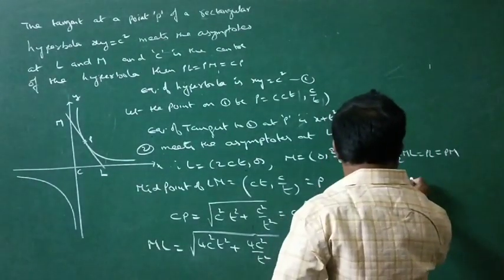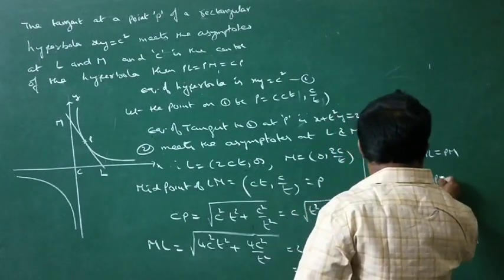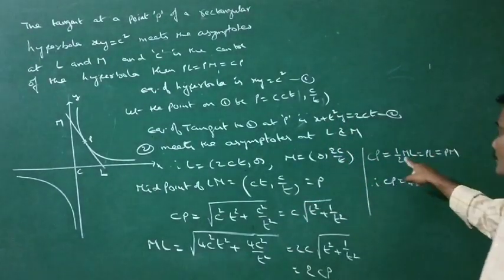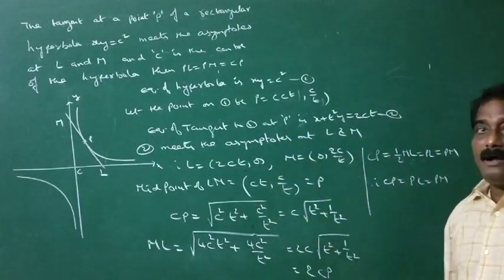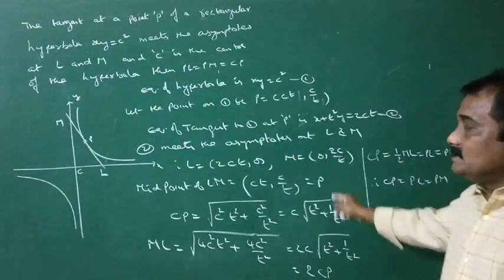Therefore, CP equal to PL equal to PM. So, here 1 by 2 into ML is equal to PL. Why? Because P is the midpoint of ML. Okay? Can you understand this one?